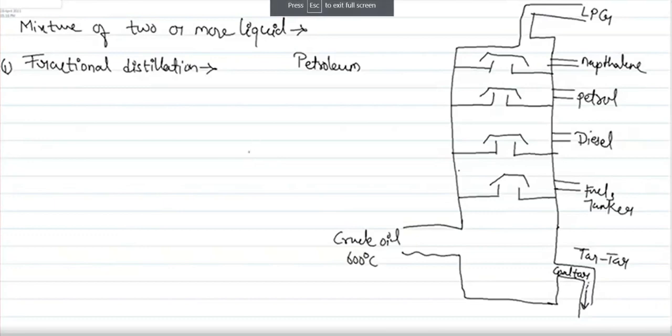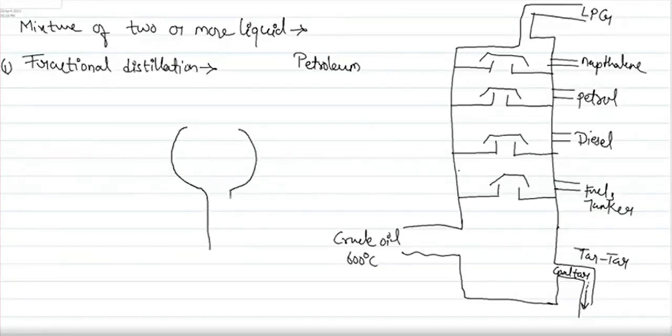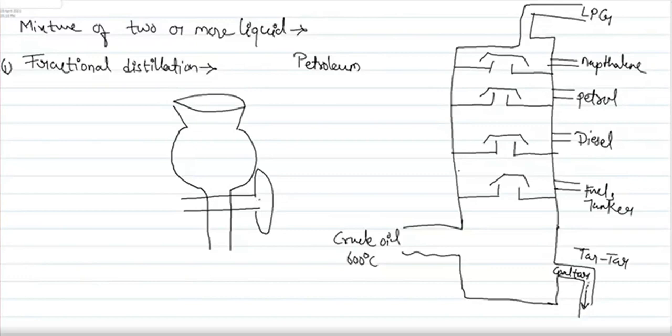Next is using the separating funnel. A separating funnel looks like this. Here there is a tap, and this is the tap.